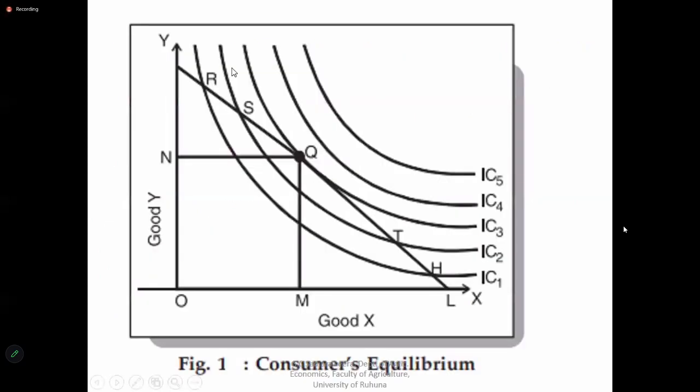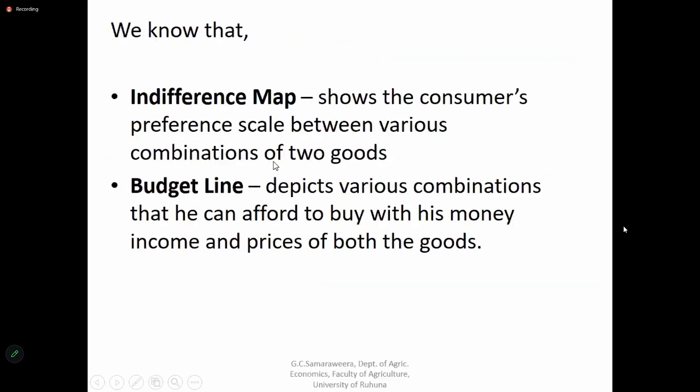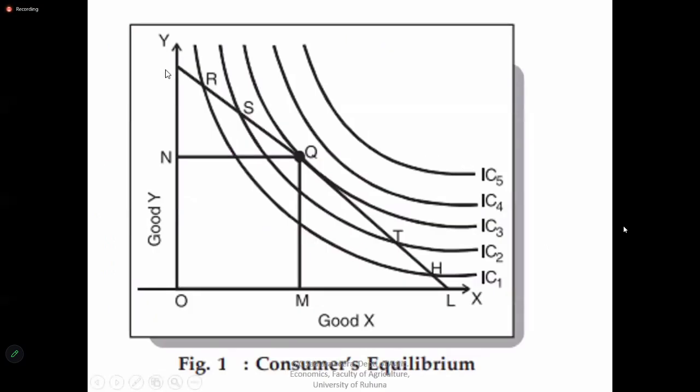In this figure, different indifference curves are there, IC1 to IC5. So this is, let's say, the budget line. Here, one line I got just to explain. Five indifference curves make an indifference map, along with the budget line PL for good X and good Y. These all are there in the graph.